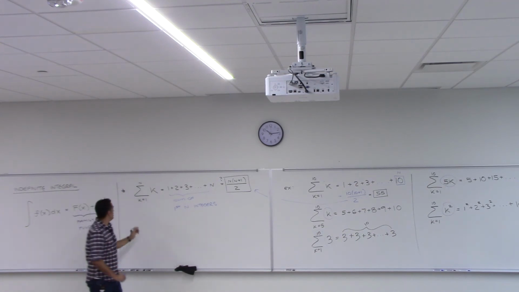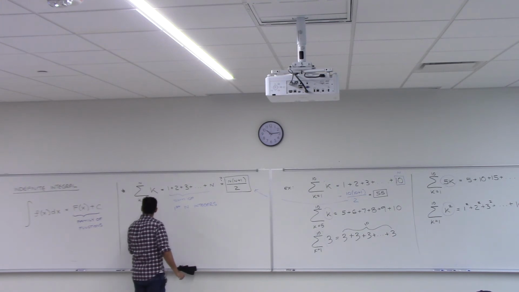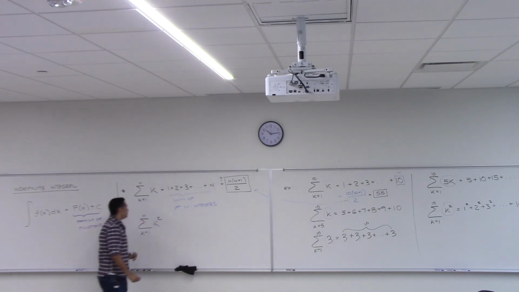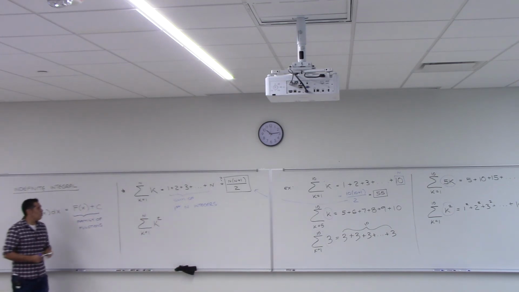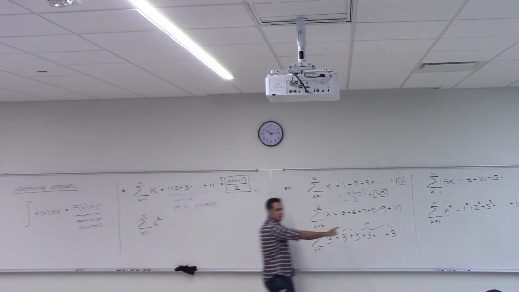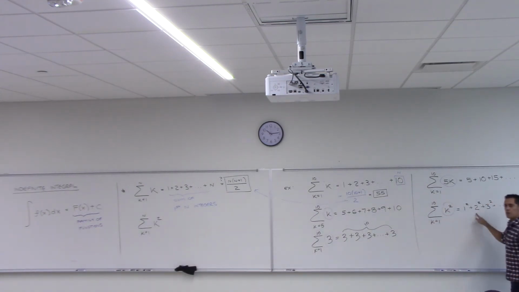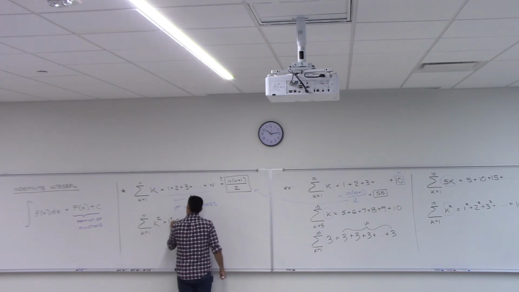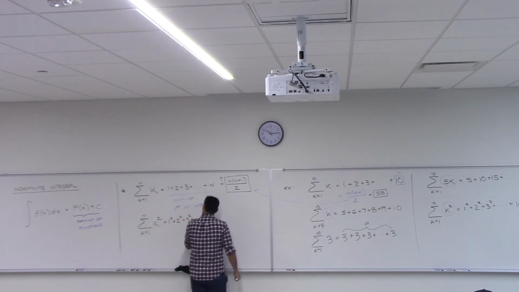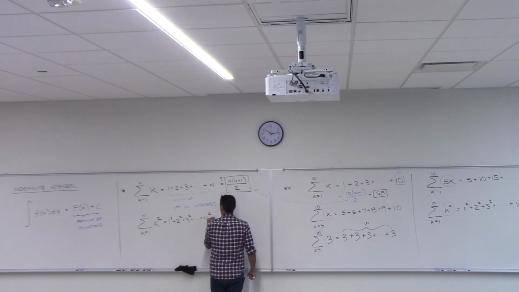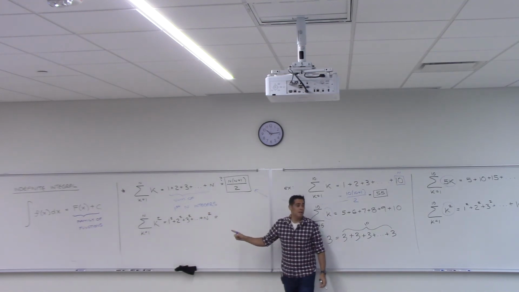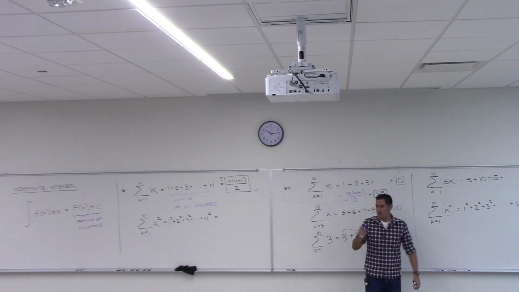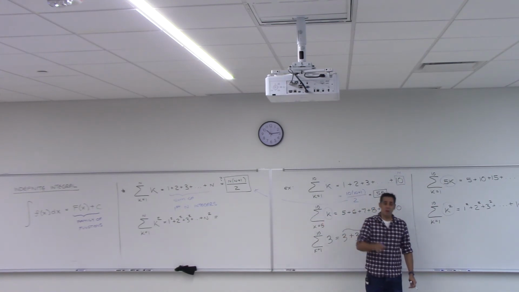The next one we need to know is this one. Sum k equals 1 to n of k squared. So what is this? Well, it's this one over here, isn't it? 1 squared plus 2 squared plus 3 squared plus 4 squared, right? So on and so forth. So this is 1 squared plus 2 squared plus 3 squared plus all the way out to n squared. So you could say this is the sum of the squares of the first n integers, right?